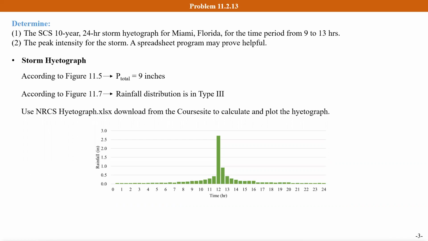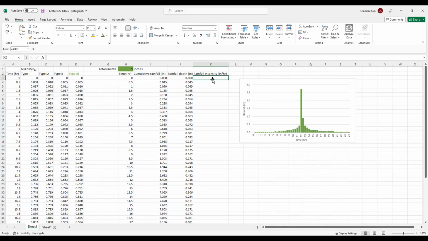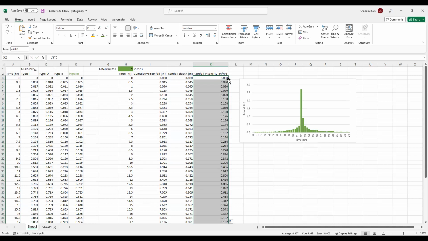Now let's calculate the peak intensity. Now let's go back to the spreadsheet. Based on the previous steps, we already calculated the rainfall depth in each half hour. To calculate the rainfall intensity, which is in inch per hour, we need to use the rainfall depth times 2. Then we can get the rainfall intensity in inch per hour.